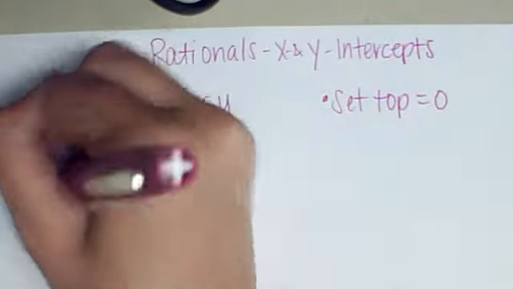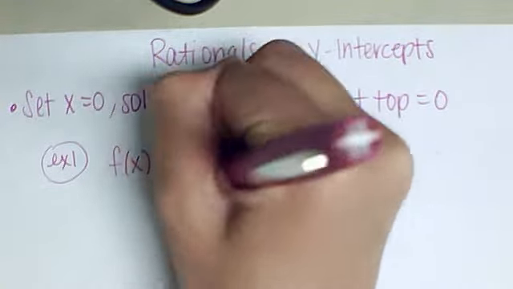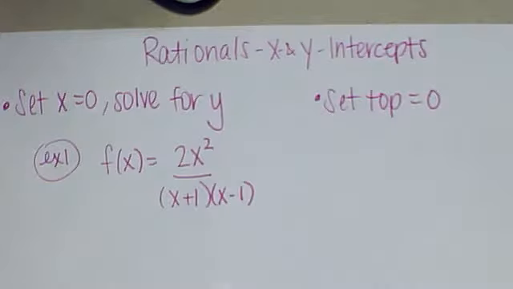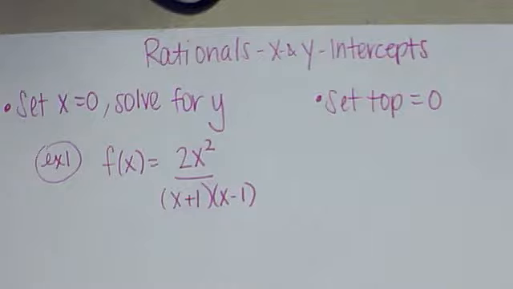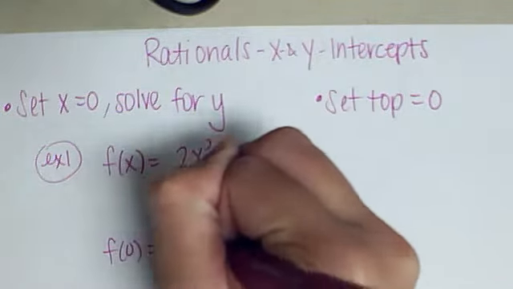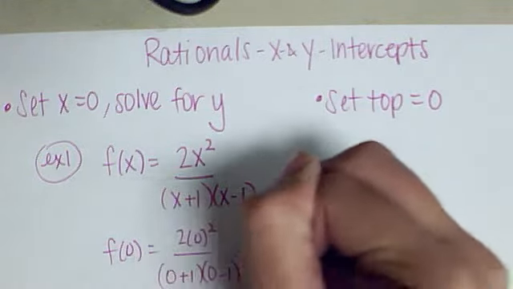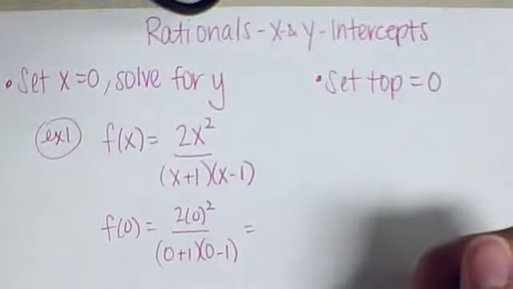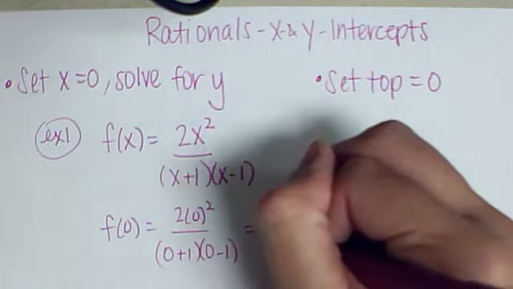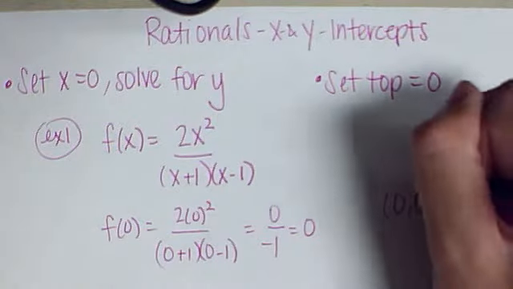For example, number 1, f of x equals 2x squared over x plus 1 times x minus 1. For the first piece, you're going to set x equal to 0. So, f of 0 is 2 times 0 squared over 0 plus 1 times 0 minus 1. 0 squared is 0. 0 times 2 is 0. On the bottom, we have 1 times negative 1, which is negative 1. And that just comes out to be 0. So one of our y-intercepts is 0, 0.